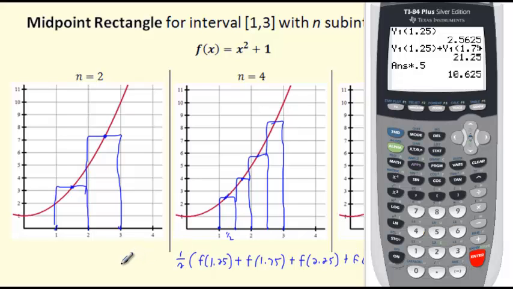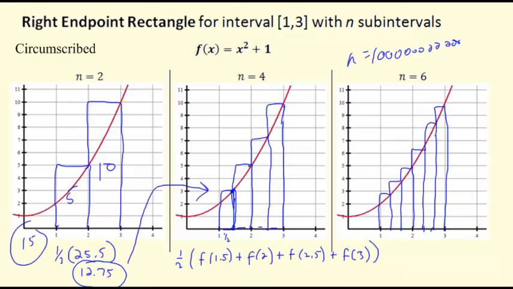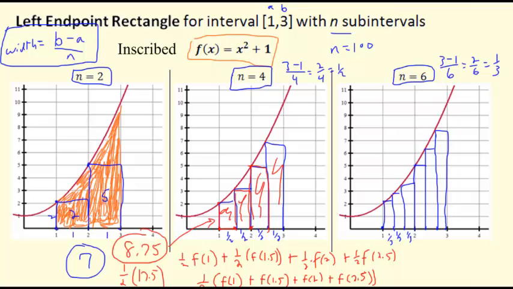I've got 10.625. Is that what that was? 10.625. And that is starting to get to be a pretty good approximation of this. So if you added up all these for the area of this, it's 10.625 as compared to 12.75, which was too high, and 8.75, which was too low.